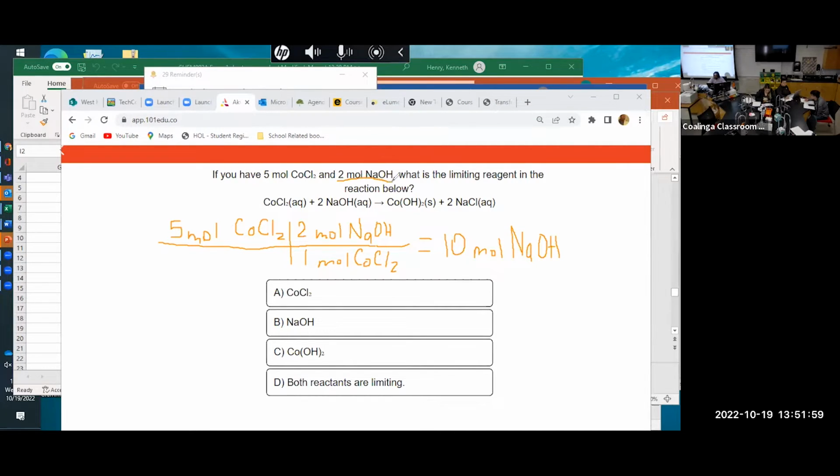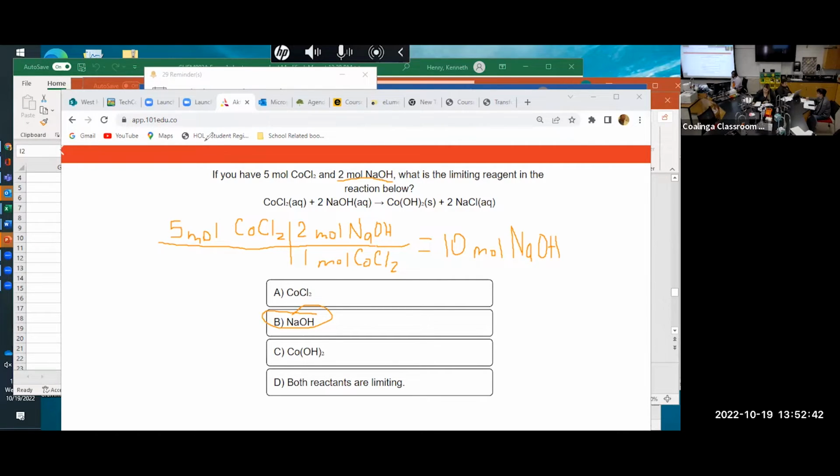We have 2. Is it not big enough? Do I need to make it bigger? So we know that sodium hydroxide is limiting. Everybody agree? Anybody disagree? Oh, yeah, I agree. Okay, so I'm not crazy. When it comes to checking them both, is there a reason why you go after the CoCl2 first? Nope, I could have gone the other way. Whichever one ends up greater than what you actually have is limiting.